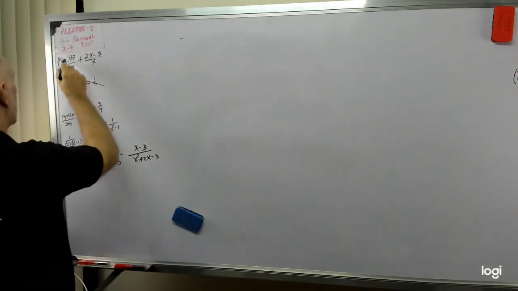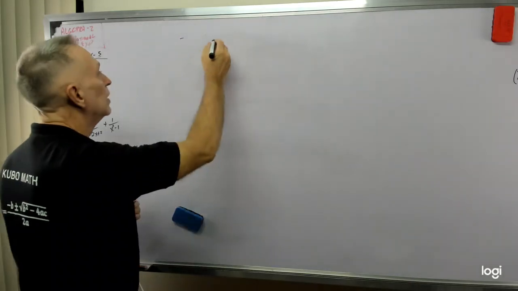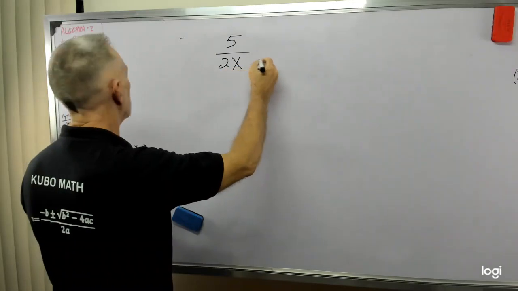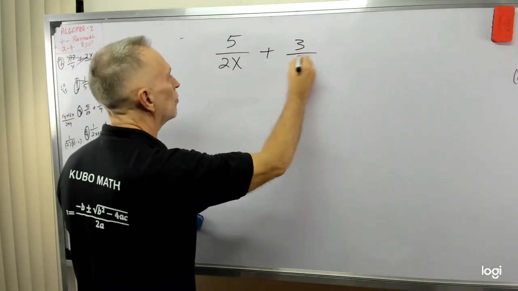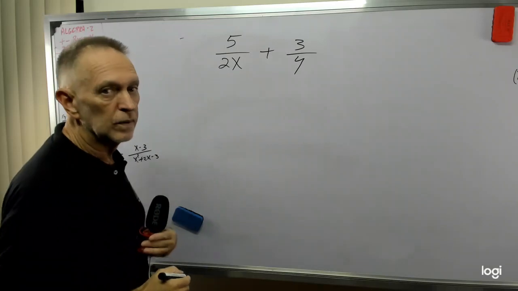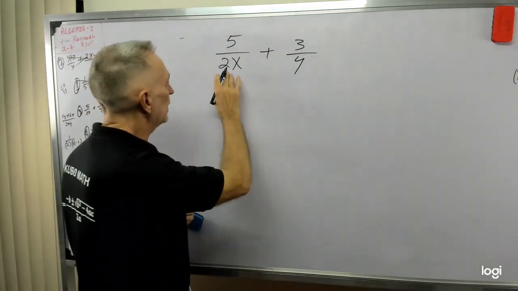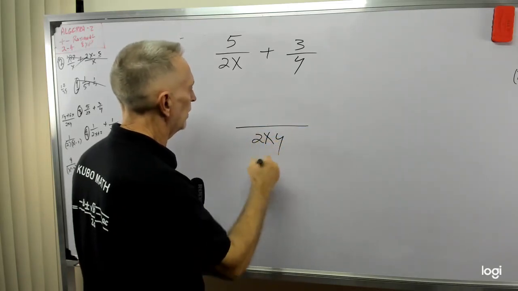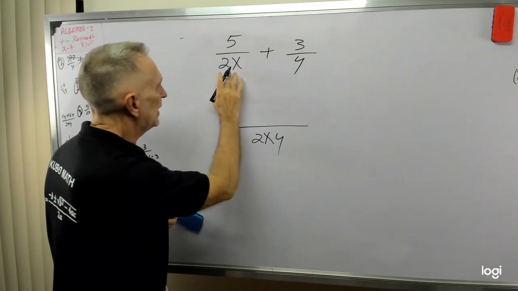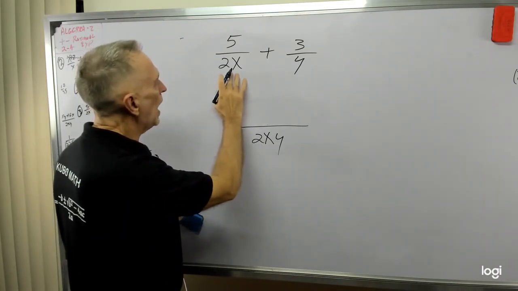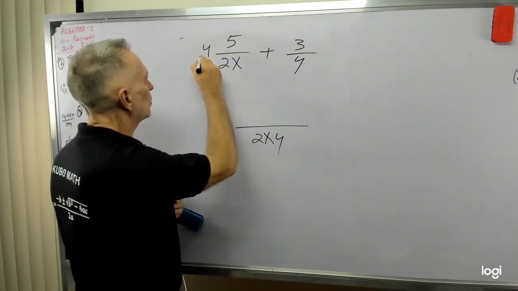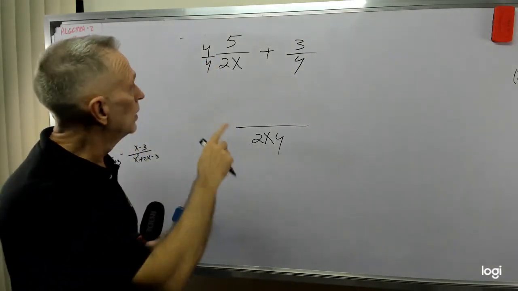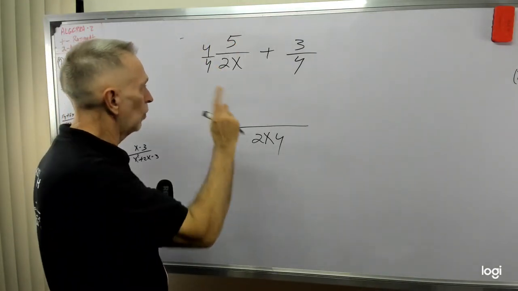But what if we don't have a common denominator? What if we have something like 5 over 2x plus 3 over y? Oh, what to do? Well, we could say, let me get a common denominator of 2xy. In order to get that, you see there's a y missing here. I can multiply this side by y over y. y divided by y is 1, so I've just multiplied this times 1.